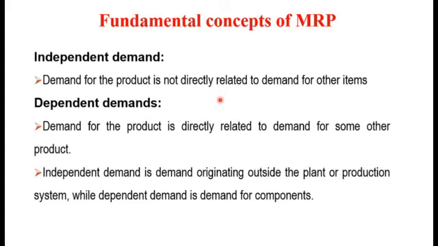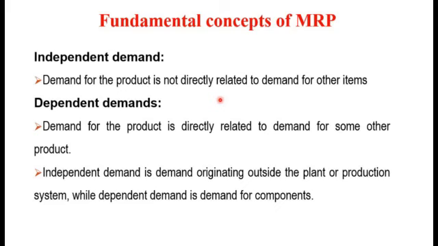Independent demand is demand for a product that does not directly depend on the demand for other items, but dependent demand is demand for a product that directly depends on the demand for other products. Independent demand is also demand originating outside the plant or production system, while dependent demand is demand for the components.